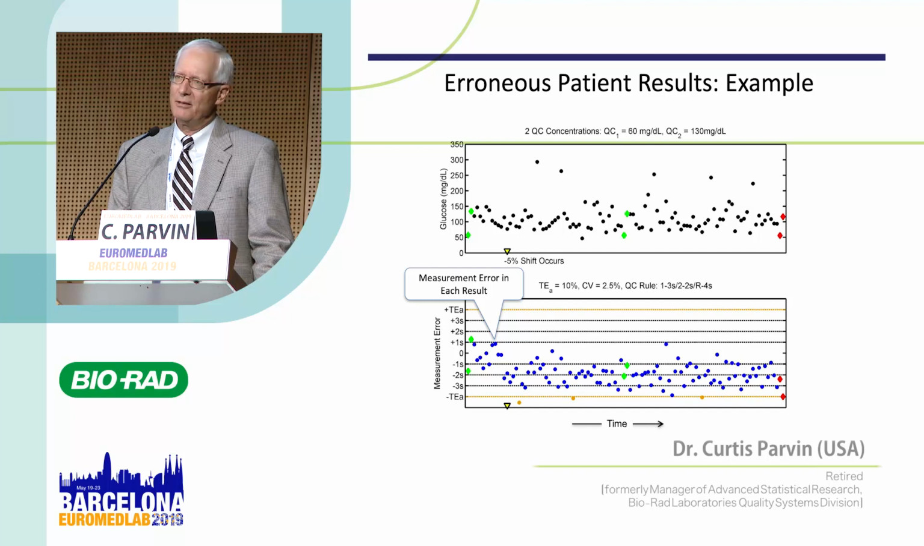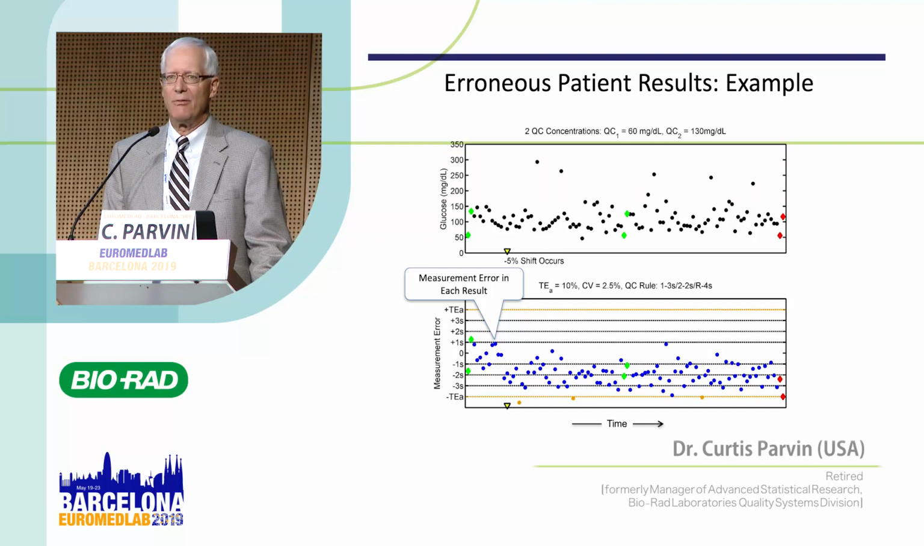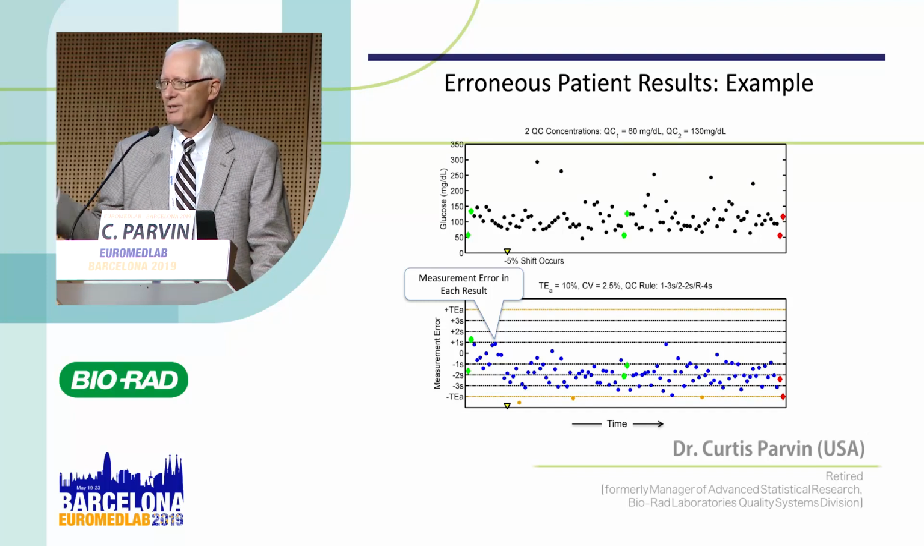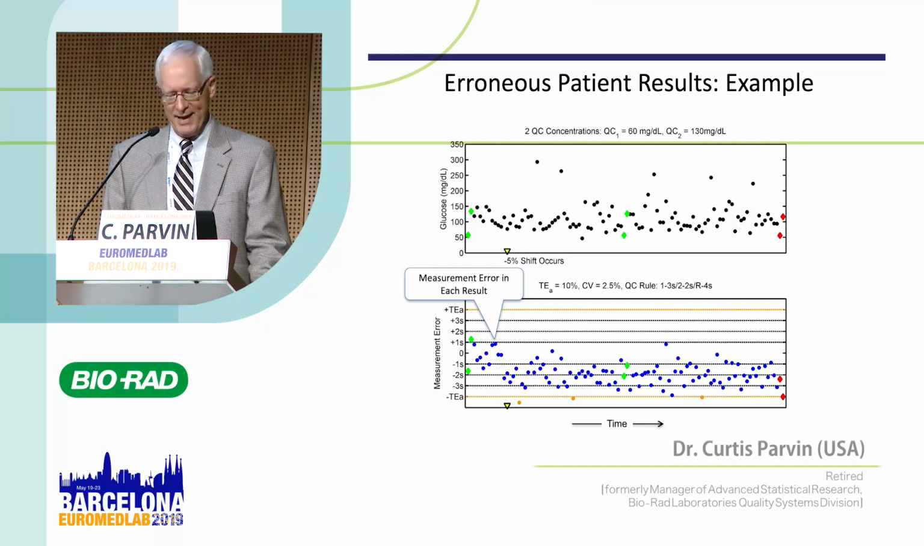The bottom panel is showing the measurement error in each of those results in the upper panel. Now, in truth, we don't know the measurement error in our results, so I have simulated these measurement errors. I've simulated them based upon an assumption that the CV for this method was 2.5%. So based on a CV of 2.5%, I generated random measurement errors for each of those results in the upper panel.